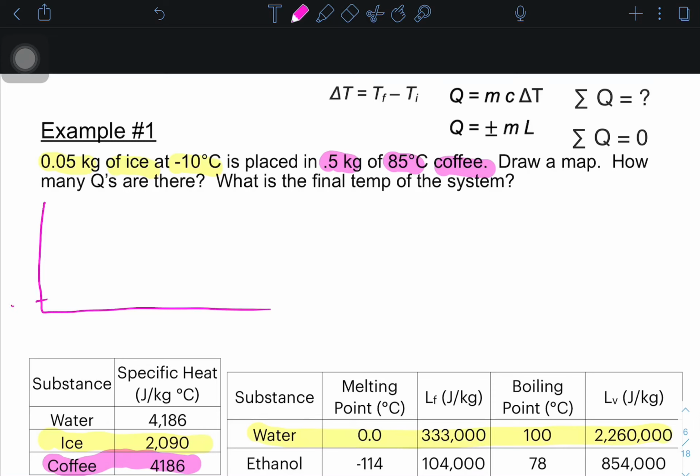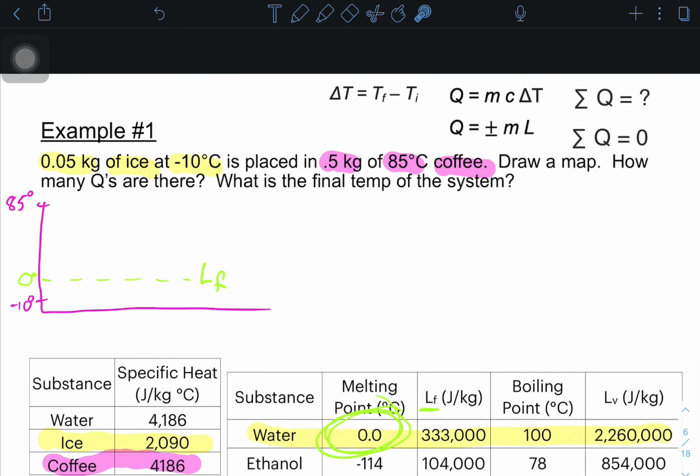So when we draw our map, the exact same way we've done in the past, we put our minimum temperature of minus 10 degrees and our maximum temperature of 85 degrees. Somewhere in between, there is going to be a phase change. In water, the ice is going to go through a phase change at 0 degrees, and we know that because the melting point is 0. Then we have to decide, is that latent heat of vaporization or fusion? This is going to be latent heat of fusion. And then we have to decide, is it the plus or is it the minus?